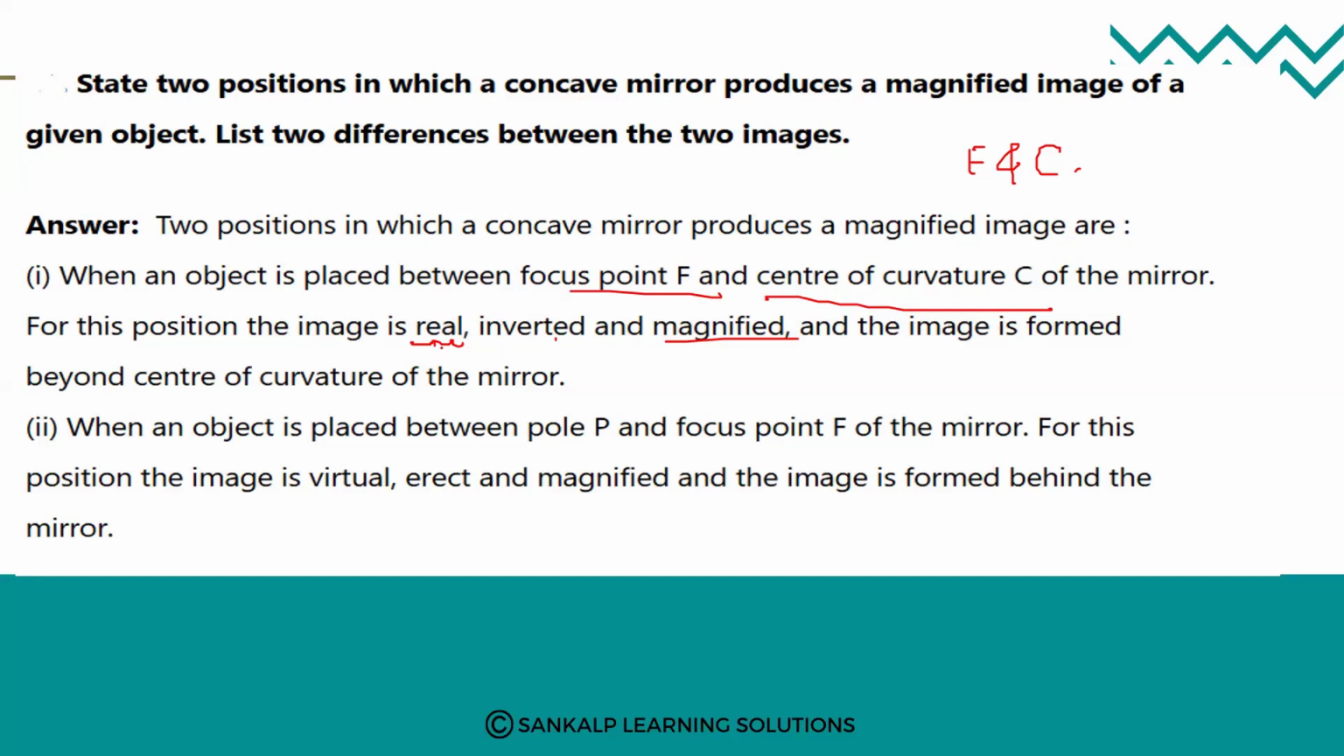And where will the image form? Beyond the center of curvature of the mirror. When an object is placed between P and focus point F of the mirror, for this position, the image is virtual. Remember, this is also very, very important. Between P and F, the image is virtual, erect, and magnified.